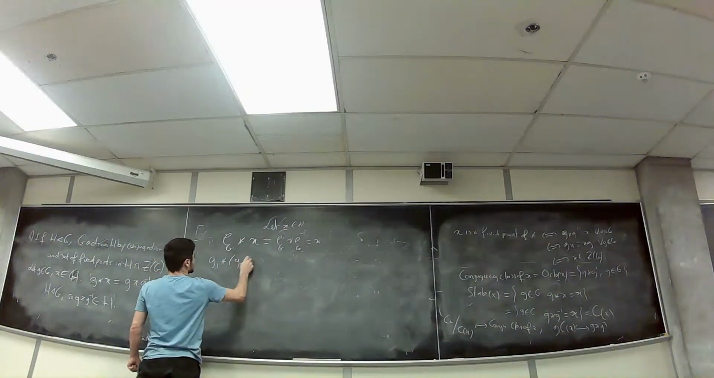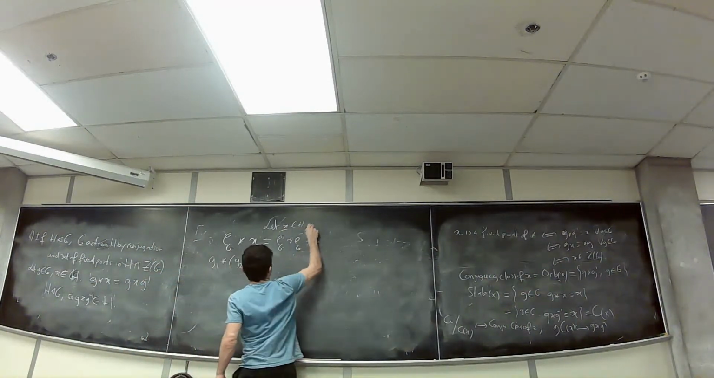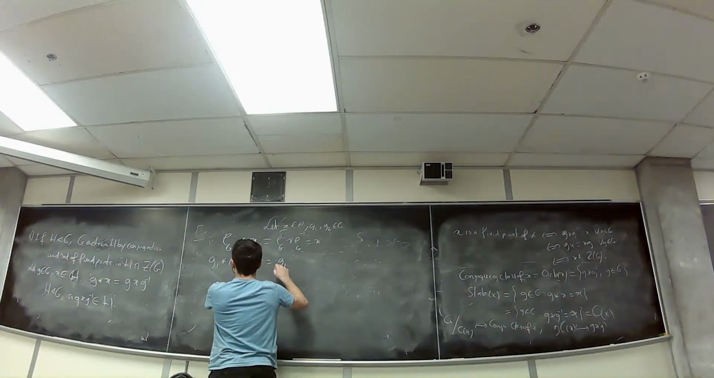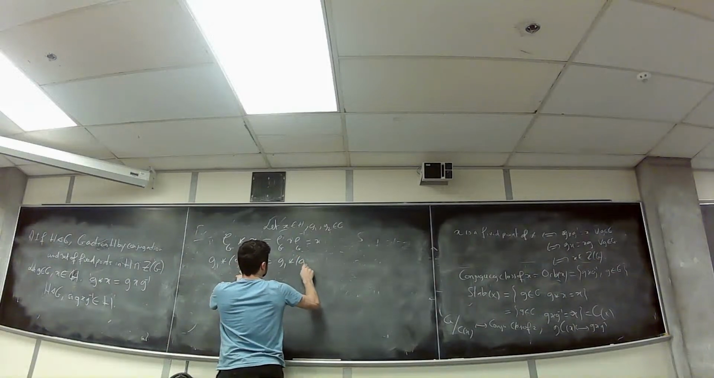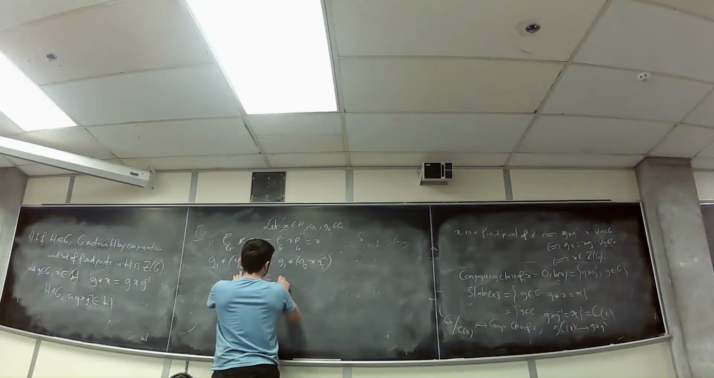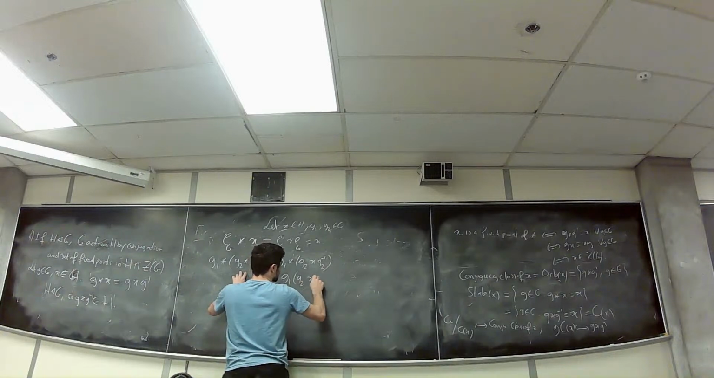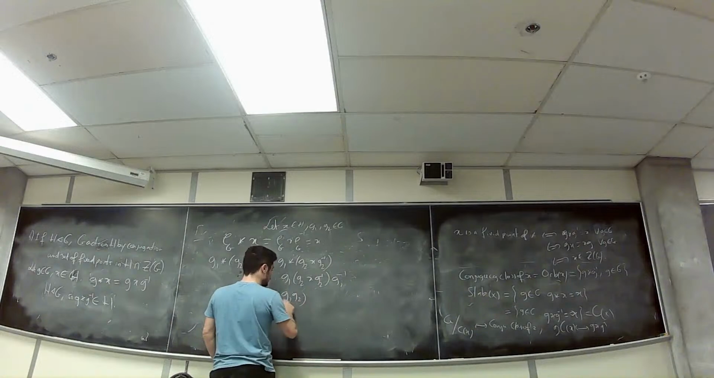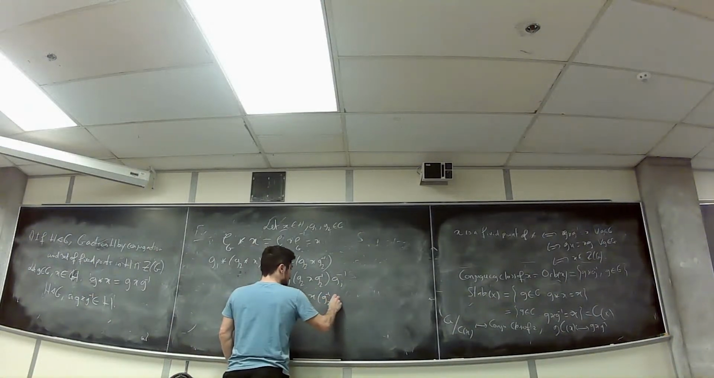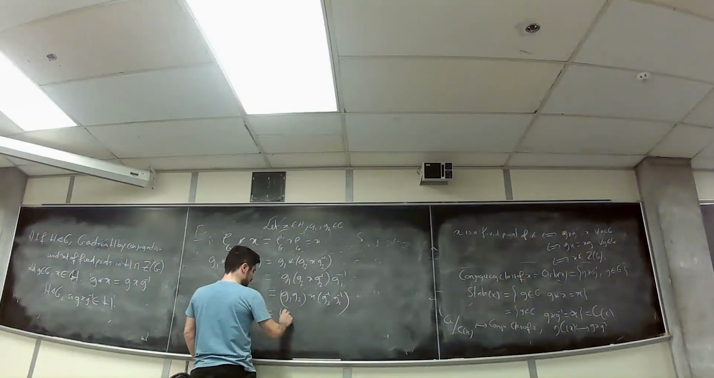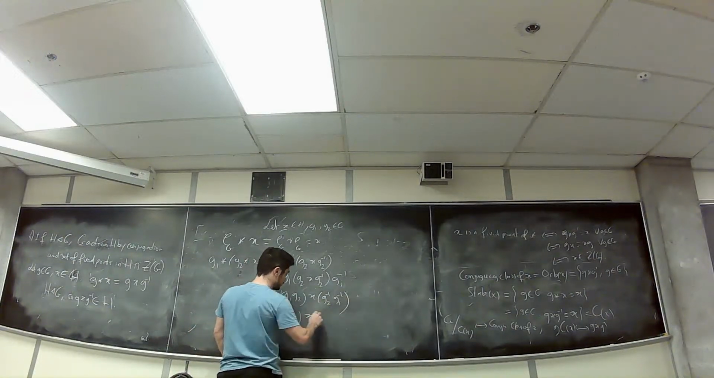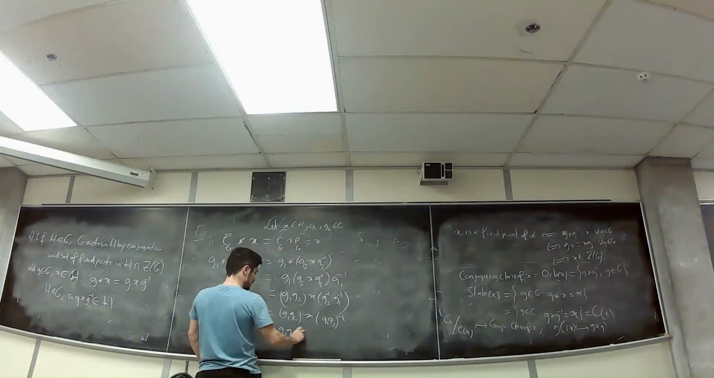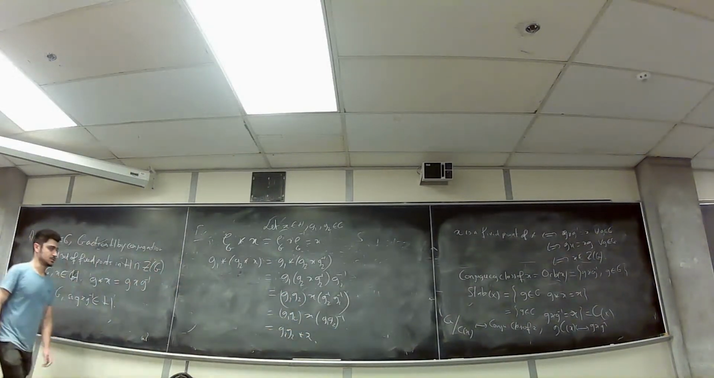g1 star (g2 star x), what is that? This is g1 star (g2 x g2 inverse), which is g1 g2 x g2 inverse g1 inverse. This is the same as the regular one. Okay, so this is a group action.